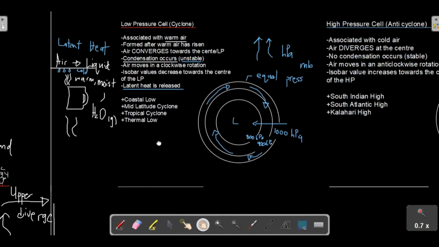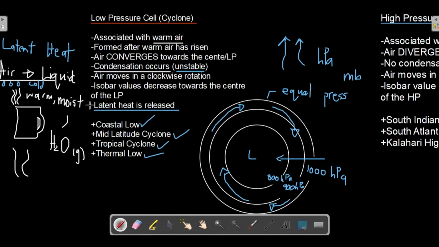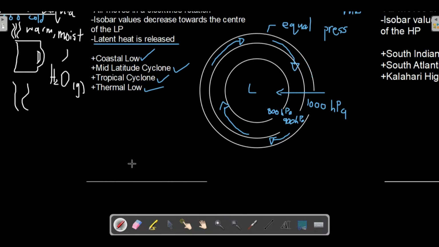All right, so examples of these, of course, are your coastal lows, your mid-latitude cyclone, your tropical cyclone, your thermal low. All of these have this type of air movement. They have all these characteristics that we see here, all of them. Okay, and so of course you would find that there's a low pressure.